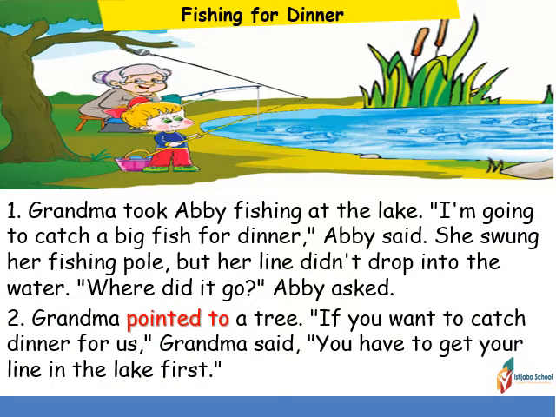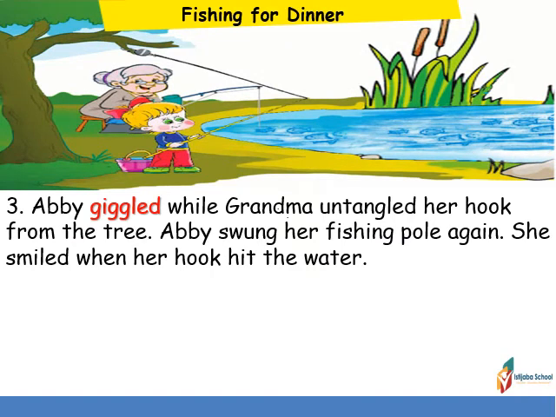Grandma took Abby fishing at the lake. I'm going to catch a big fish for dinner, Abby said. She swung her fishing pole, but her line didn't drop into the water. Where did it go? Abby asked. Grandma pointed to a tree. If you want to catch dinner for us, Grandma said, you have to get your line in the lake first. Abby giggled while Grandma untangled her hook from the tree.